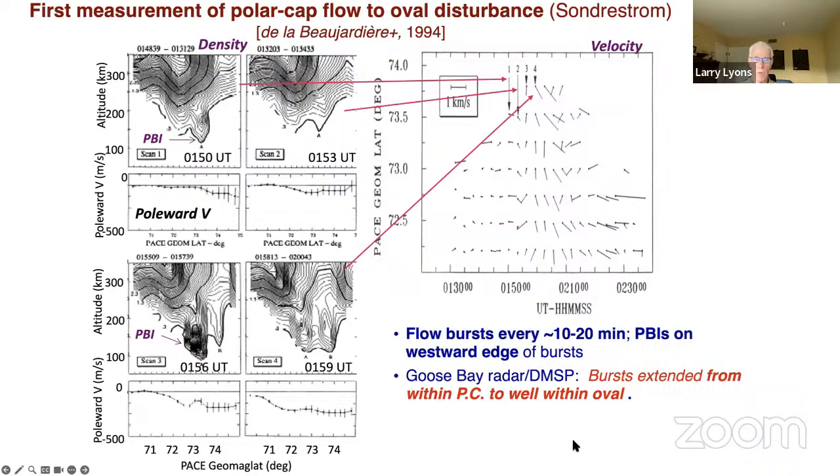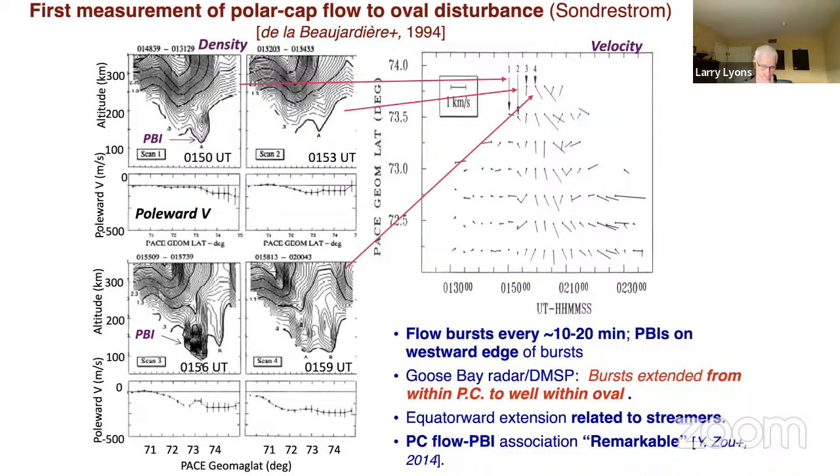So we got the flow going from the oval to the polar cap in a localized region. And we didn't have the name PBI at that time. And we didn't really focus on the fact that the equatorward extension became streamers. So the PBIs to streamers is interesting, but it's all associated with the connection between the polar cap flows across the oval boundary.